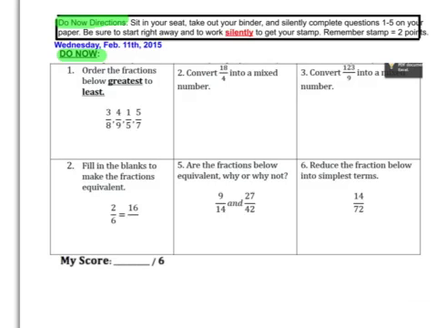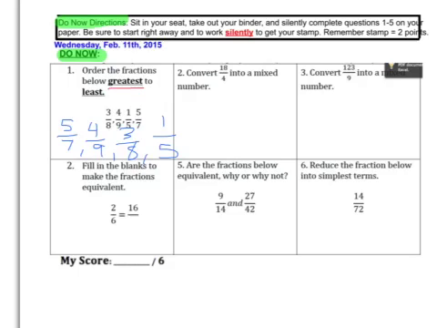Welcome to math class. Today you're going to start by correcting your do now. How did you do? Question number 1. You should have ordered your fractions 5/7, 4/9, 3/8, 1/5. Hopefully you notice the question asks you to order them from greatest to least. Some of you might have that backwards. If you have it backwards, count it 100% wrong.